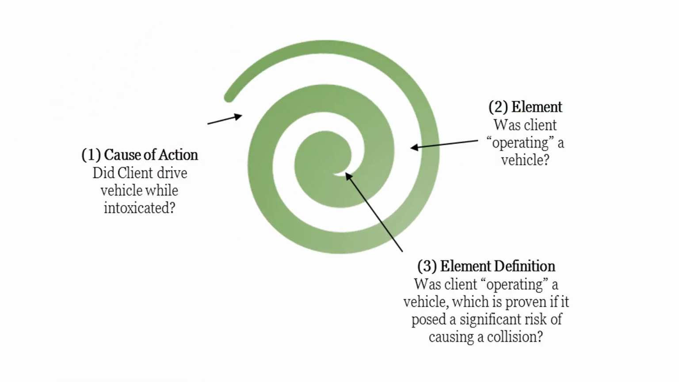So graphically, what this looks like then is at the very broadest issue, we have the cause of action: was this person intoxicated while driving? And then we narrow that issue as we do our research down to operating. And then we narrow it further to what the final question will be in our memo. And that will be whether the vehicle posed a significant risk of collision. So that does it for doing the issue.